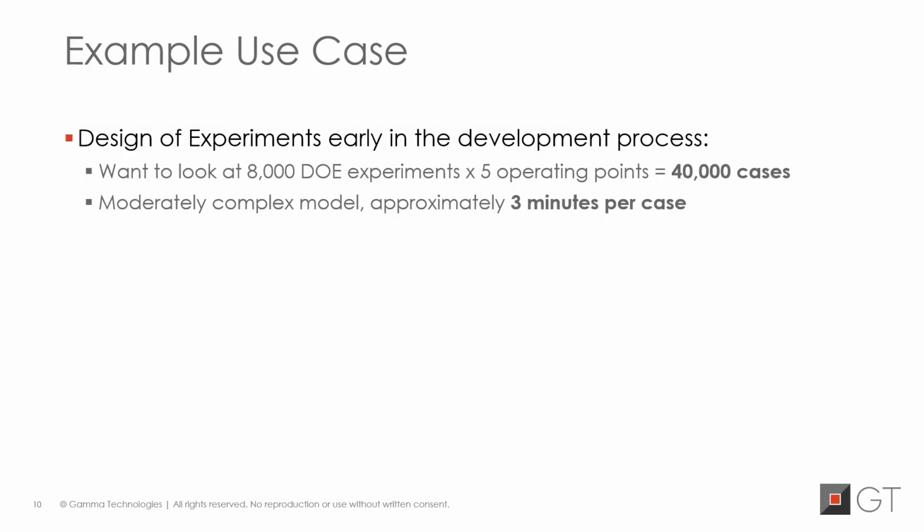As an example, we can consider a design of experiment study that might be performed early on in the development process. Let's say that we want to look at 8,000 DOE experiments at 5 different operating points, which gives us a total of 40,000 simulation cases. Now, this may seem like a lot, but we have been seeing that studies like this are becoming increasingly common, as it can be an efficient way to explore the design space during initial product development. Let's assume this model is moderately complex and takes approximately 3 minutes to complete each case.